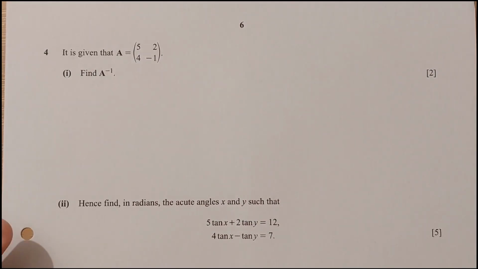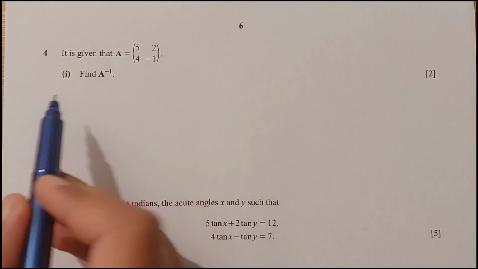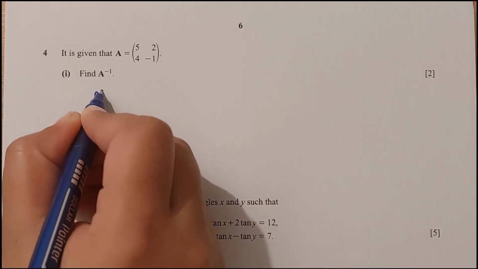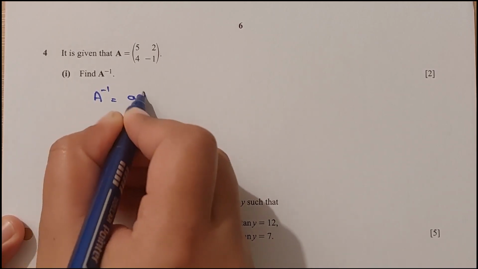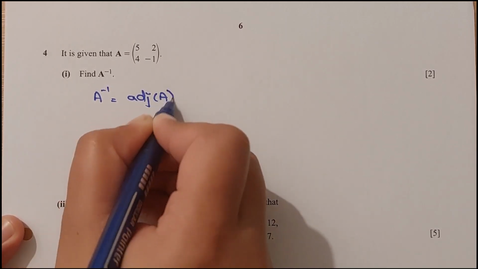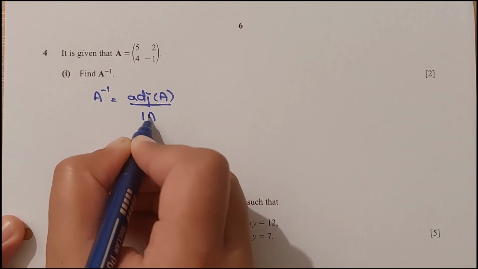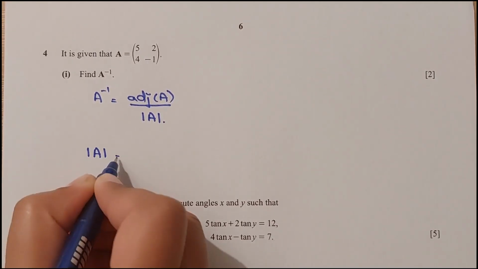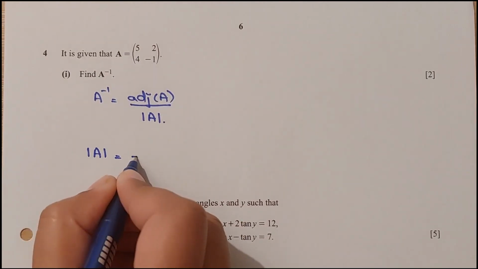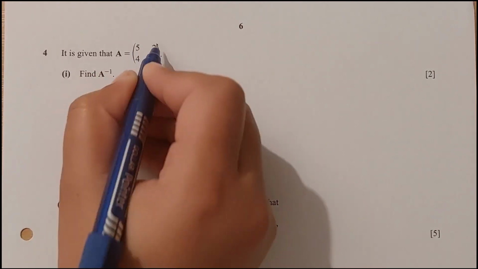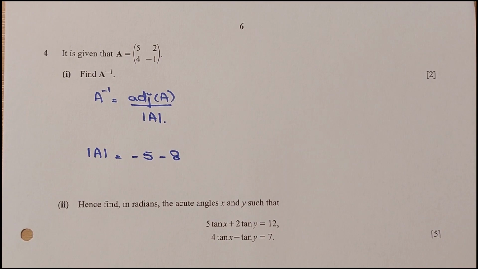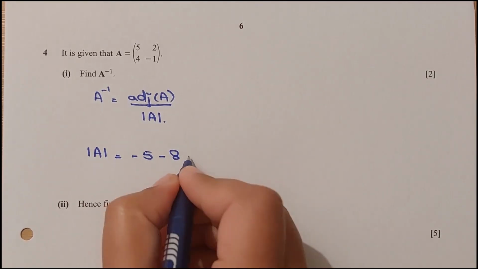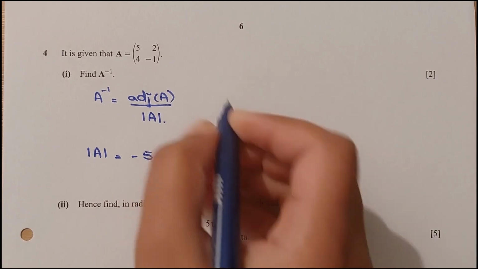Question number 4. It is given that matrix A is equal to this. Part 1, find A inverse. So A inverse is the adjoint of the matrix A divided by the determinant of the matrix A. So let me find the determinant. The determinant is 5 times minus 1, which is minus 5, subtract 4 times 2, which is 8. Minus 5 minus 8 is negative 13. So the determinant is negative 13.